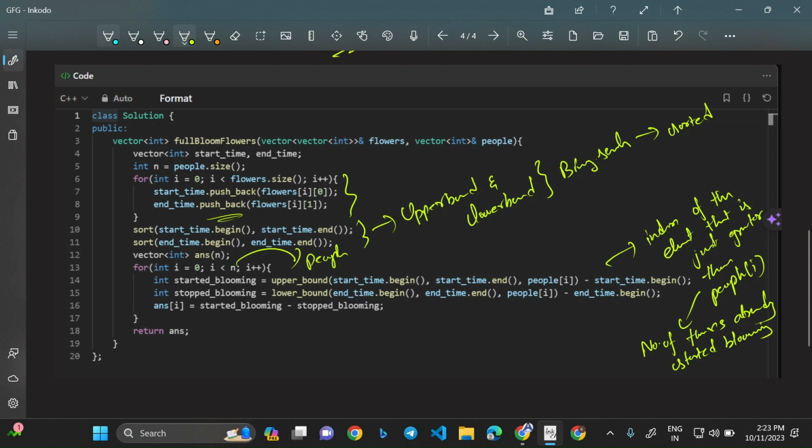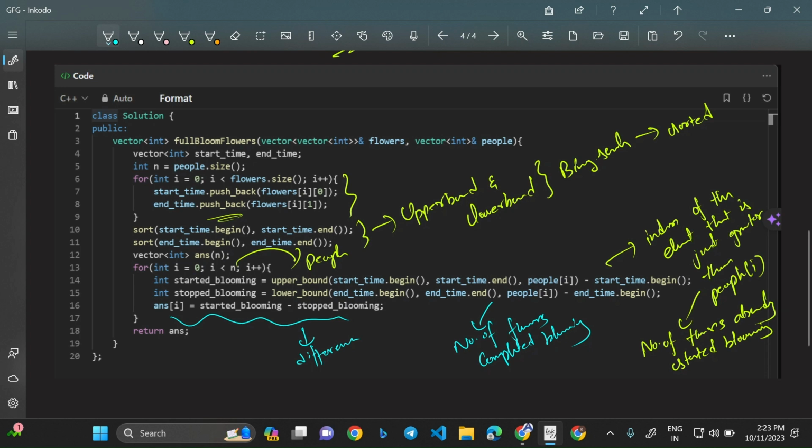And what does this give? Stop blooming. This gives the number of flowers that stopped blooming, the number of flowers that completed blooming. So that is what the second one, stop blooming, gives. And answer of i is basically nothing but the difference. And return answer. So this is how we will be doing it for each and every person.